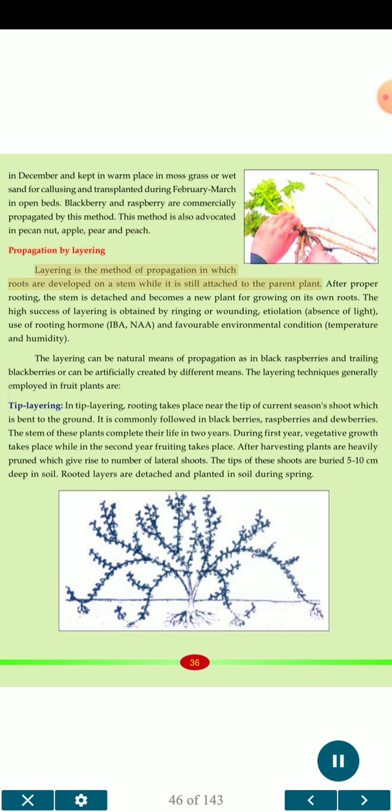Layering is the method of propagation in which roots are developed on a stem while it is still attached to the parent plant. After proper rooting, the stem is detached and becomes a new plant for growing on its own roots. The high success of layering is obtained by ringing or wounding, etiolation, absence of light, use of rooting hormone, IBA, NAA, and favorable environmental conditions, temperature and humidity.